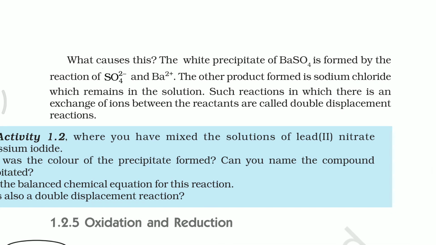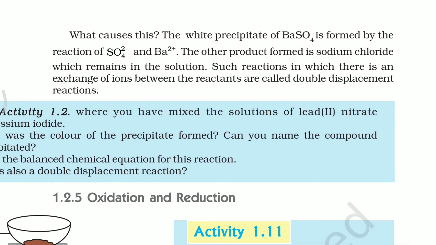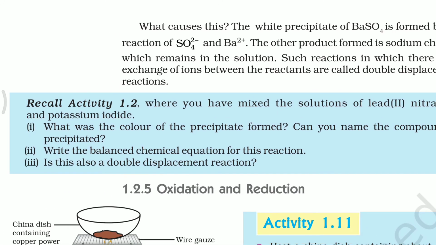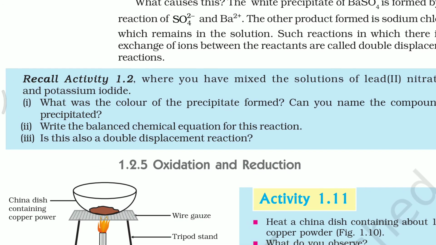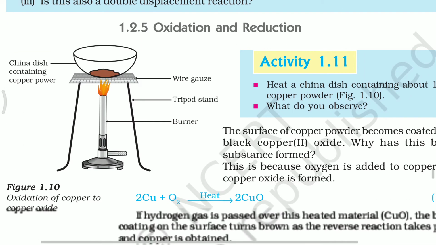Here in this reaction the white precipitate of barium sulfate is formed by the reaction of sulfate ions and barium ions, an exchange of sulfate and barium. By the reaction of barium and sulfate, the other product formed is sodium chloride. So this is a double displacement reaction. So this double displacement reaction is an endothermic reaction. So here absorption of heat takes place.